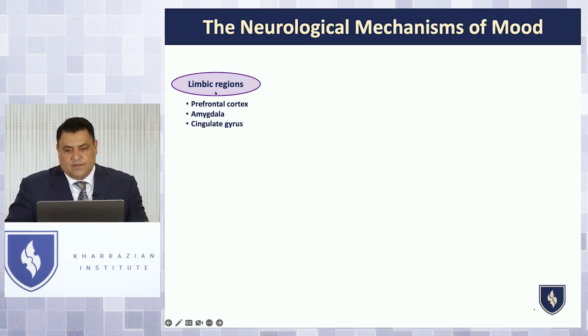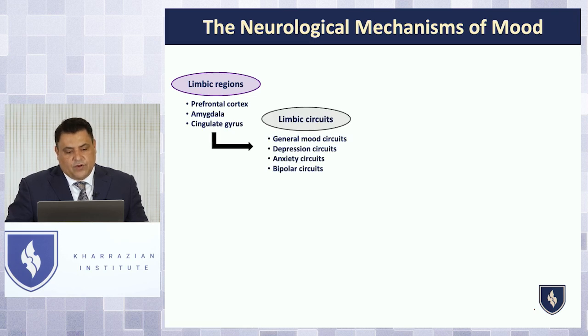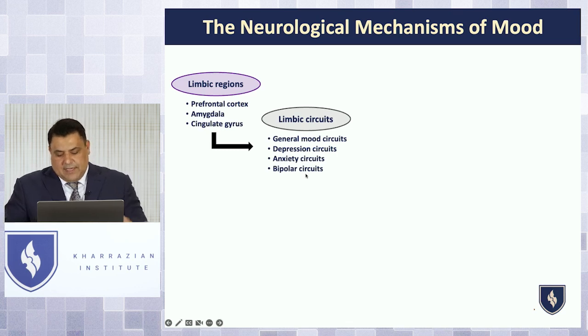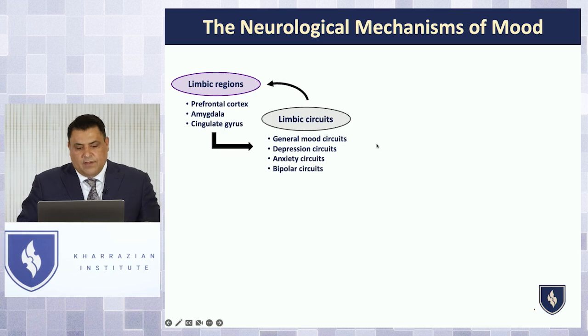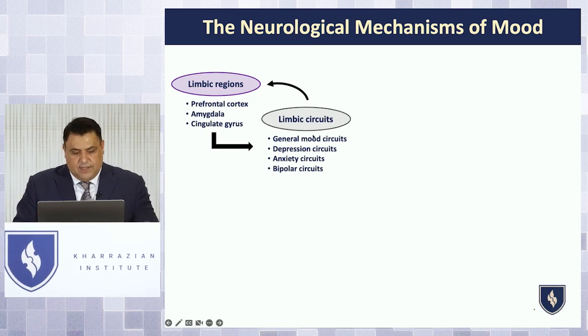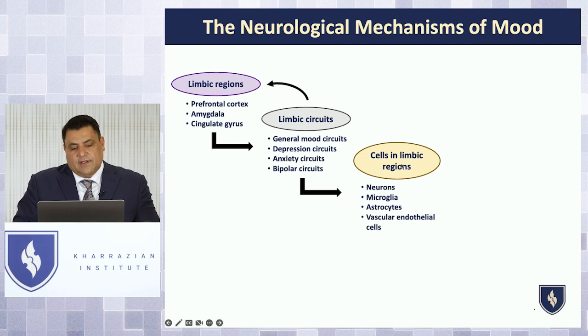And then these limbic regions connect to each other. And then these are circuits. And then there's general mood circuits, depression circuits, anxiety circuits, bipolar circuits. We'll go over some of those. And then these regions of the brain and these circuits work together. And then within the circuits of the brain, you have the cells in these limbic regions, the cells within these circuits. These are neurons, microglia, astrocytes, vascular endothelial cells. And these cells are part of the limbic circuits, and these circuits are part of the regions, and they're all functioning together as a system.